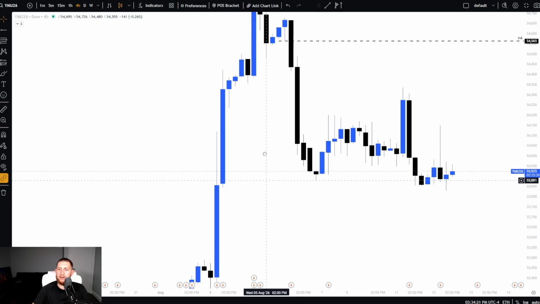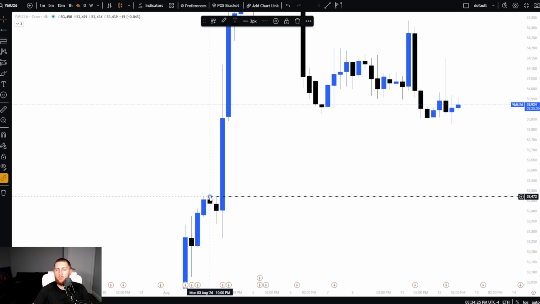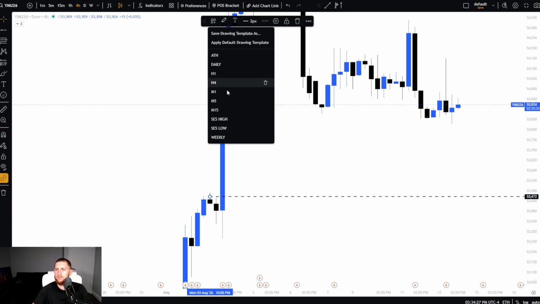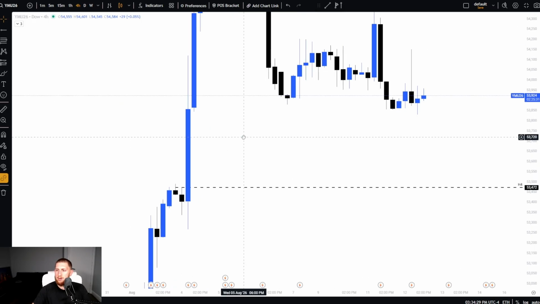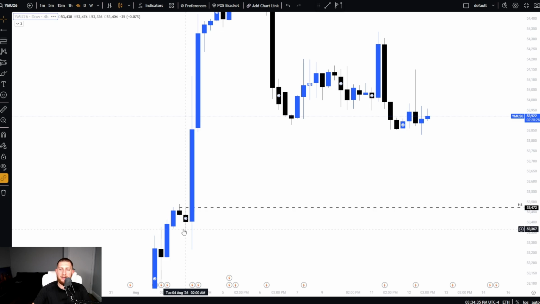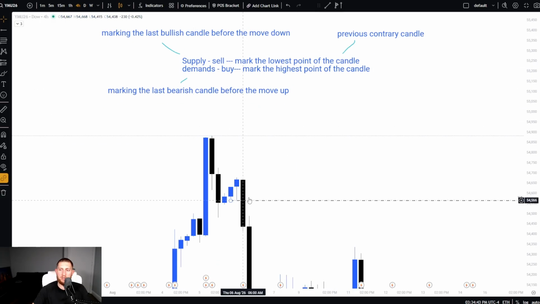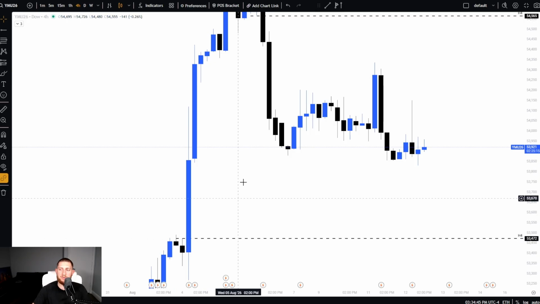Now, I'm going to show you an example of a level of demand, and then we're going to dive a little more into the strategy, which is the key part. So, see how I marked the last bearish candle before the move to the upside? That is our demand level. And look, I marked the highest point possible, which I put up here. Demand, you mark the highest point of the candle. Supply, lowest point. Demand, highest point.